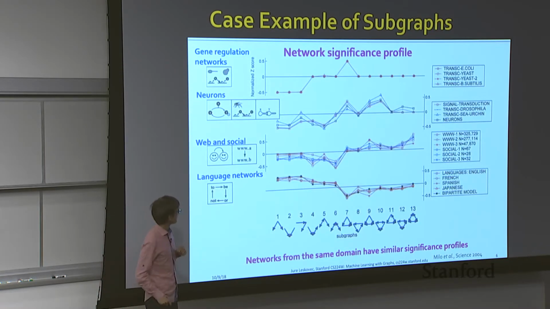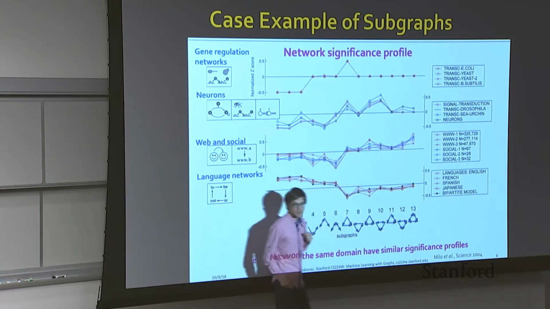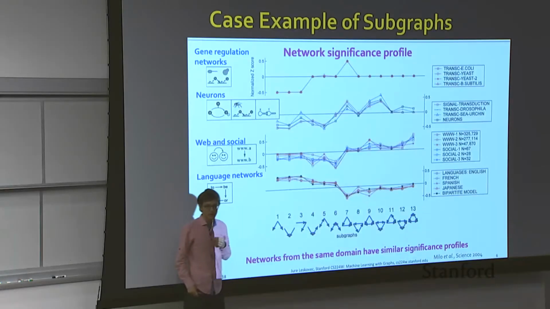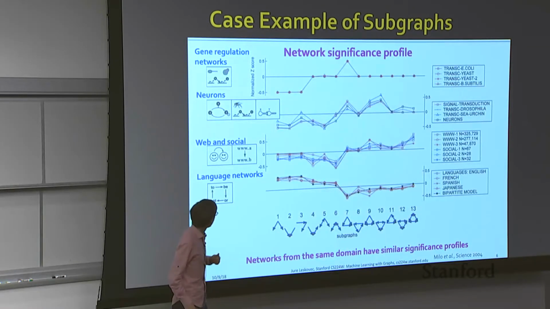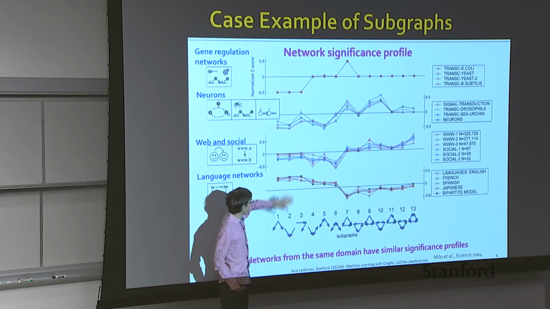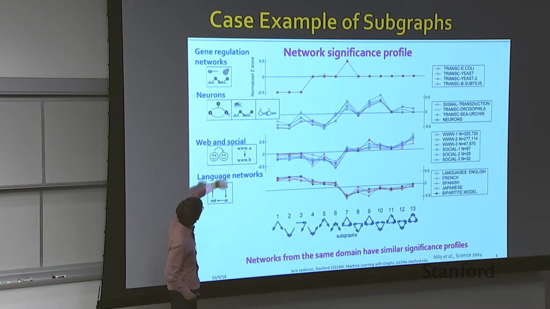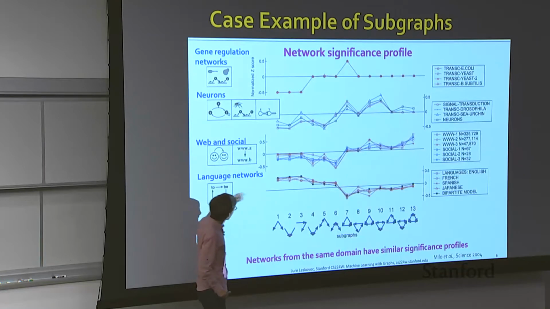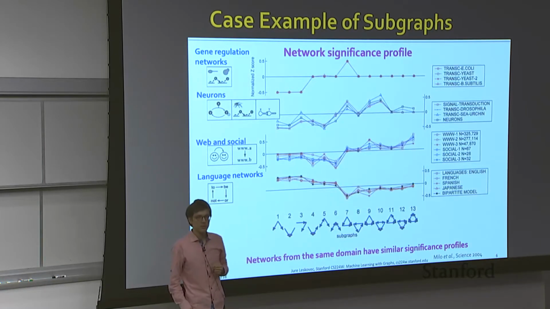So what am I showing you here? These are the 13 different subgraphs on 3 nodes directed with a different number of edges. And then I have 4 different kinds of plots because I have 4 different types of networks: gene regulatory networks, neural networks, web and social, and language networks. And then for each of these, the y-axis is my significance profile, right?